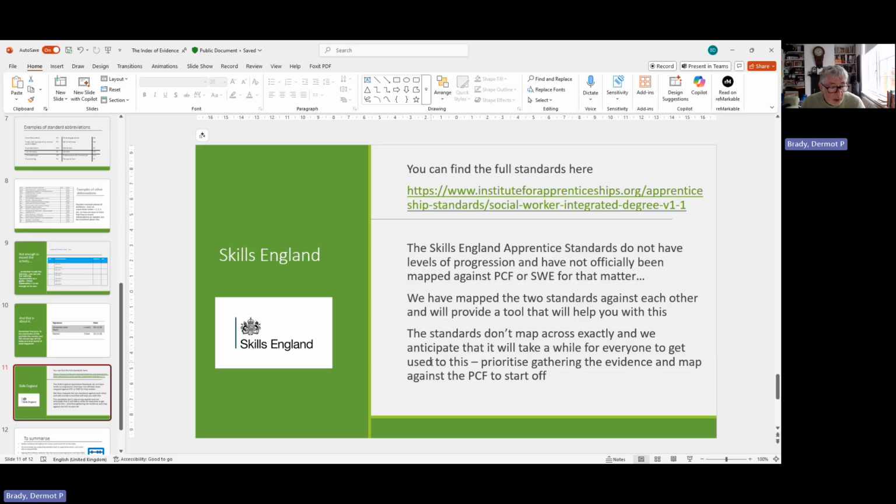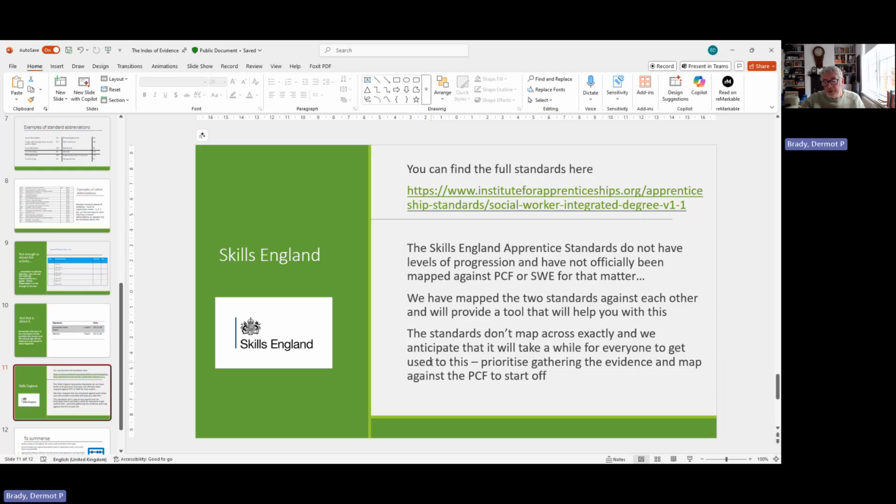Now, what used to be called the IATE standards are now called Skills England Social Work Apprenticeship Standards. They did a little bit of a rebranding exercise. The standards are fundamentally the same. Now, we use the PCF as the baseline standard because it has levels of progression. The other standards, including social working and professional standards, do not have that.